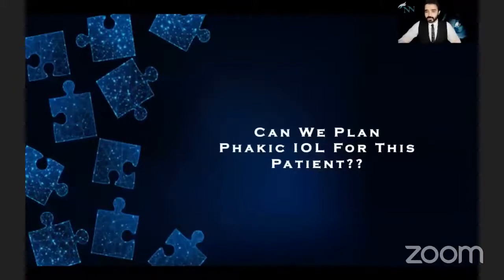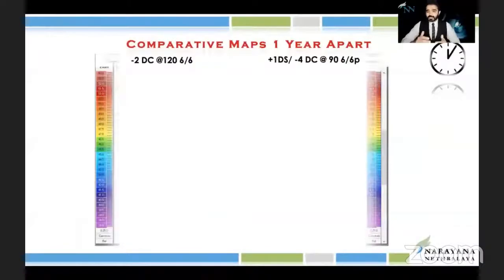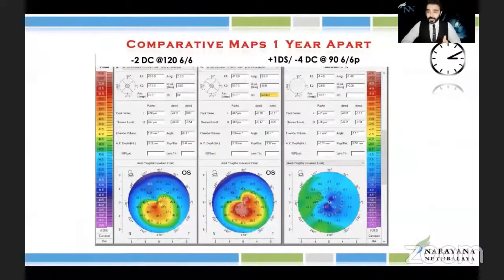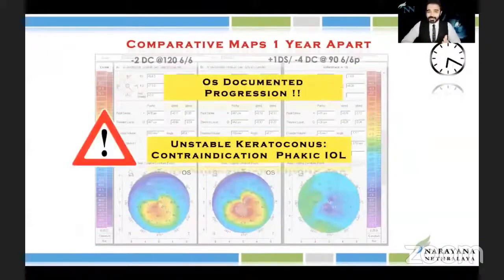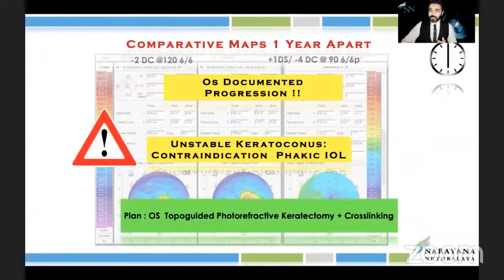So what do we do? Do we implant a phakic IOL? No. We need to monitor these kinds of patients, and we need to make sure that the KC is stable. When the KC is unstable and you do a phakic lens, you will end up with trouble, because a lot more treatment is required to stabilize the cornea when you have a KC.